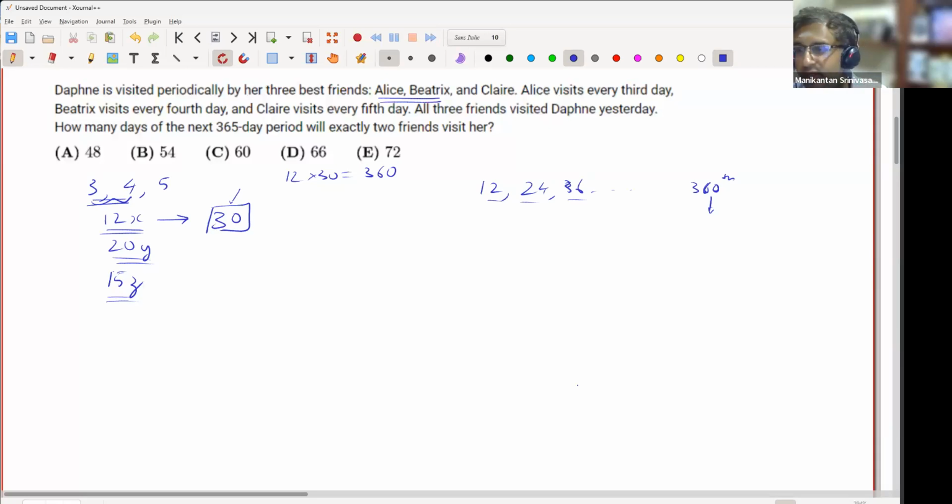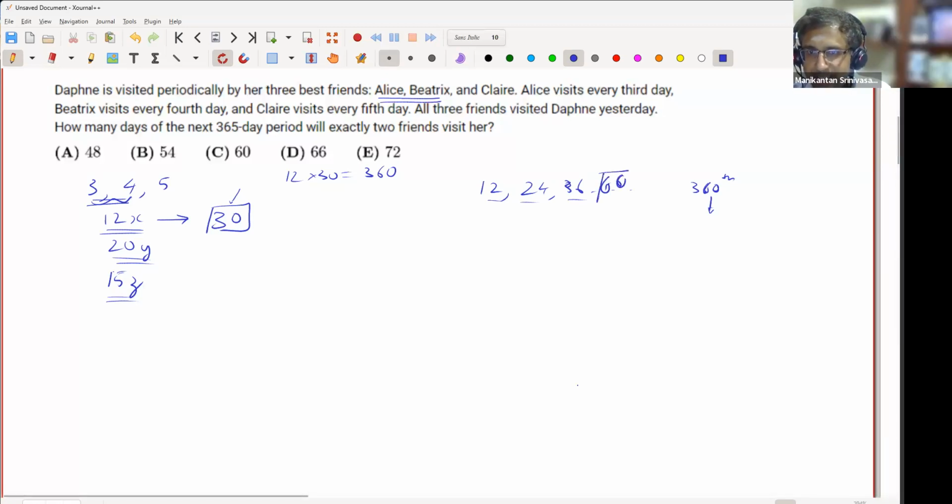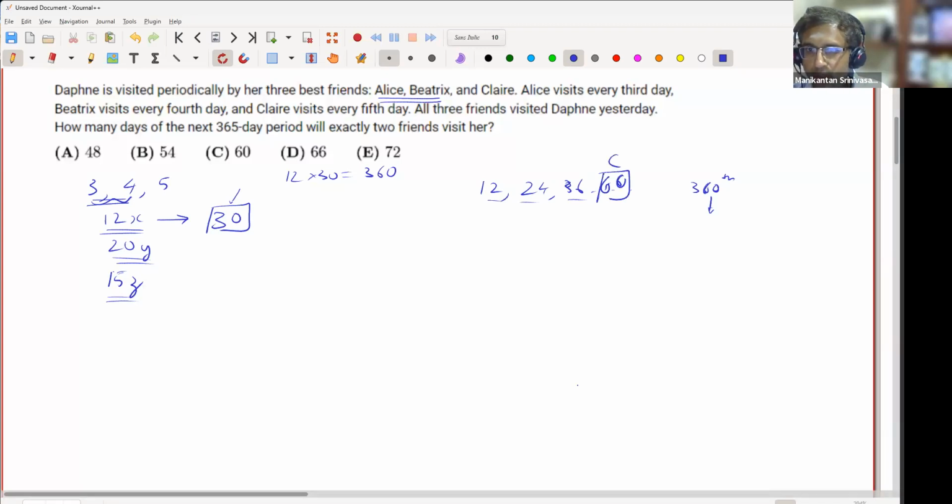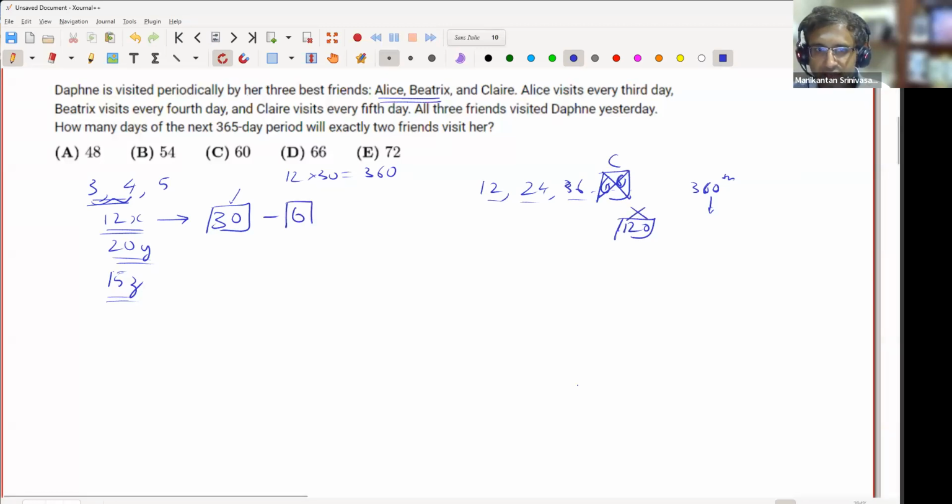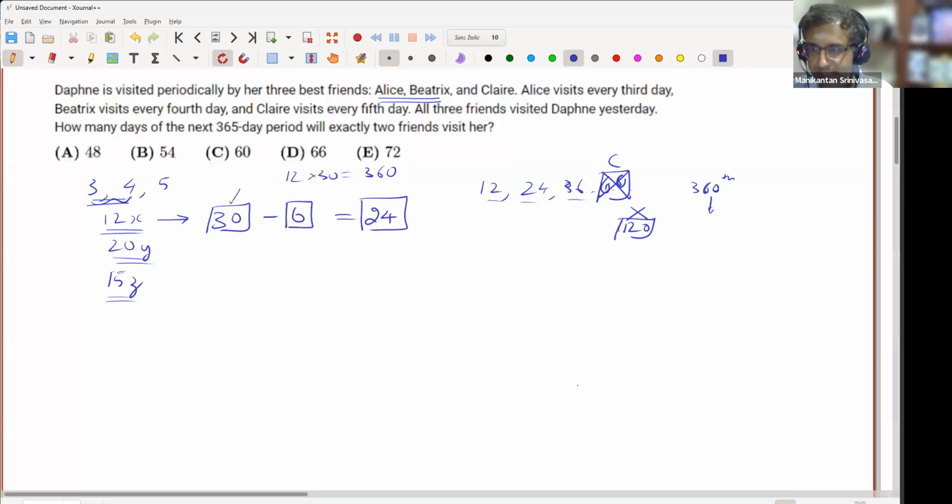Which will be the first day when Claire also shows up? Tell me. If the LCM is 60, it would be 6 exactly. LCM is 60, right? 60 is the first time that Claire will also show up. Therefore, I don't want to count it. 120 is the next date when Claire will also show up. I don't want to count it. Like that, like you rightly said, I'll subtract 6 of them. And therefore, there'll be only 24 days when A and B visit. Does it make sense?